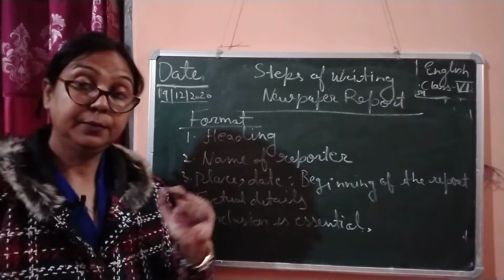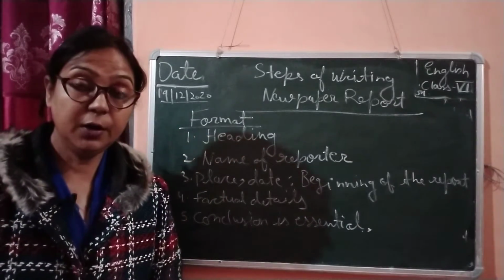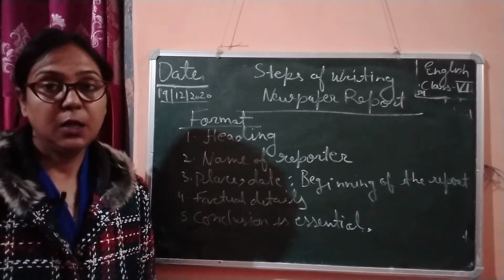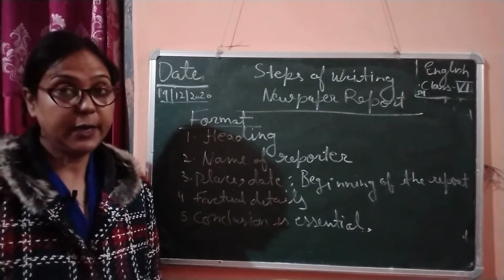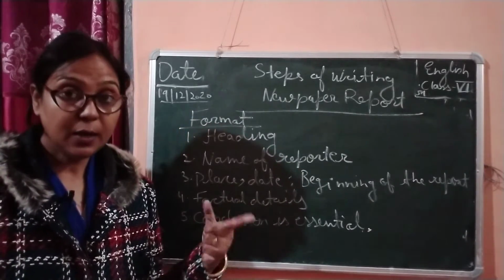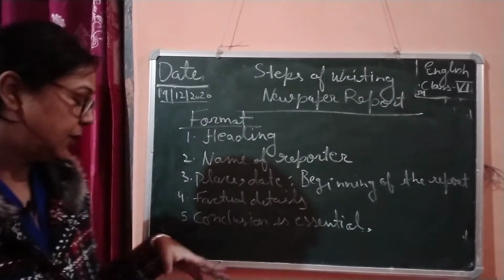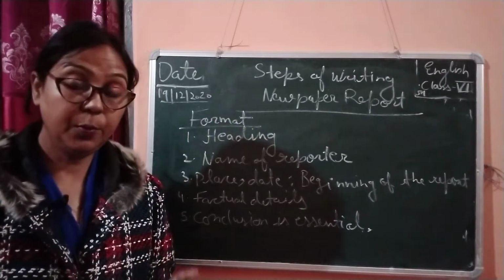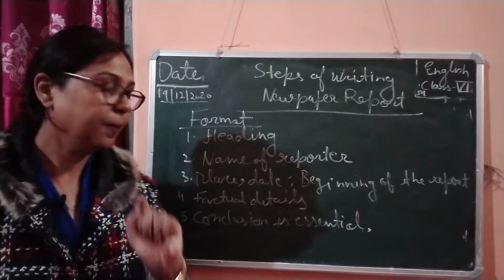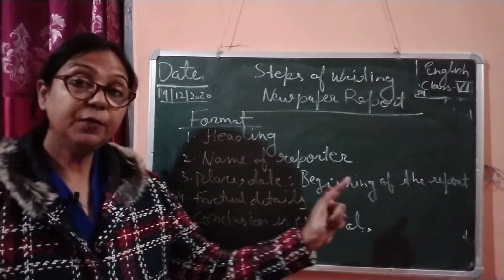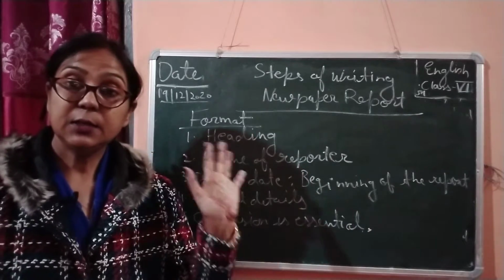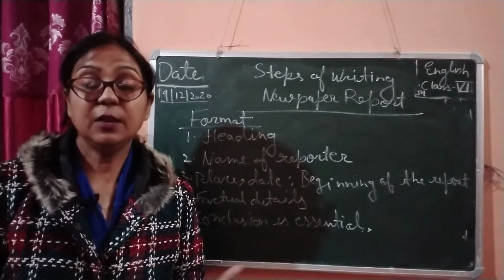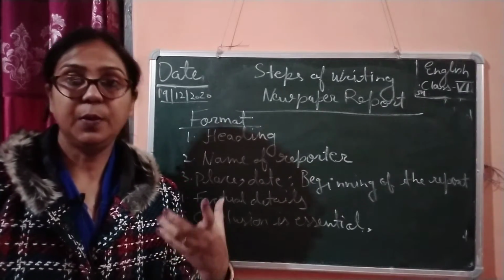So now here, heading. Heading, as I have already discussed with you, must be catchy and interesting. Whatever you are writing inside the report should be related to the heading also. Name of the reporter. If you are writing a report, you should mention your name there. And place and date. The beginning of the report, you should start in a very catchy or very interesting manner.